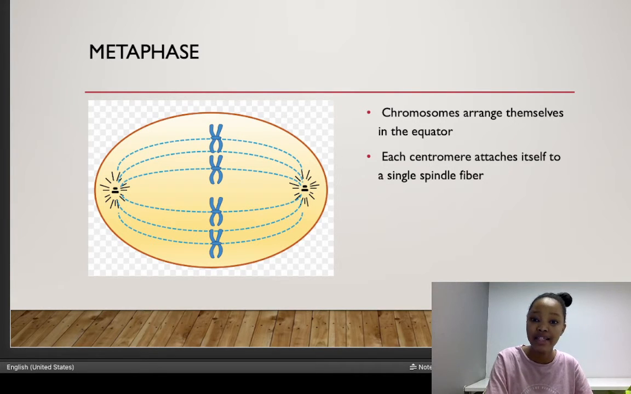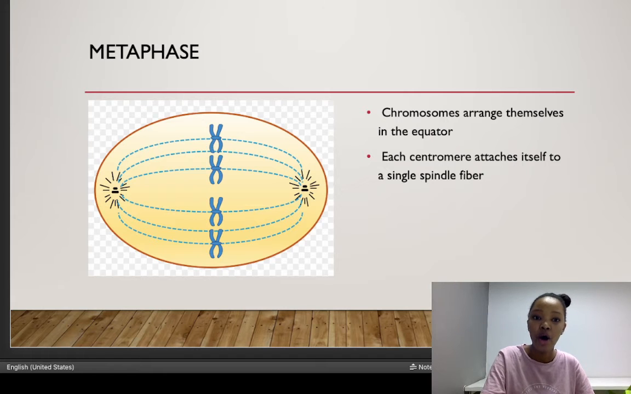On the metaphase, the chromosomes arrange themselves in the equator. As you can see here, they are at the equator. If you're doing geography, you know what equator is. It's that line that separates the Earth into two equal parts, to make it more simple for you. So the chromosomes arrange themselves in the equator. Each centromere attaches itself to a single spindle fiber.